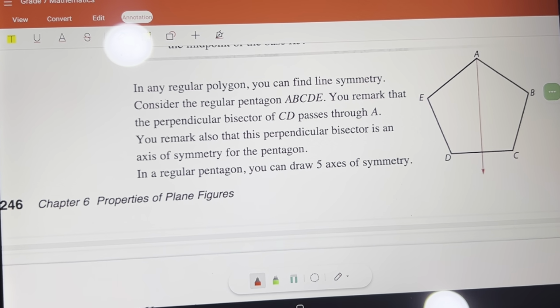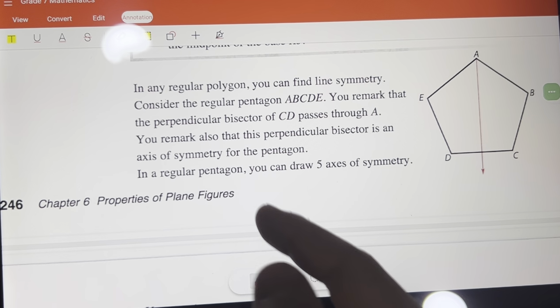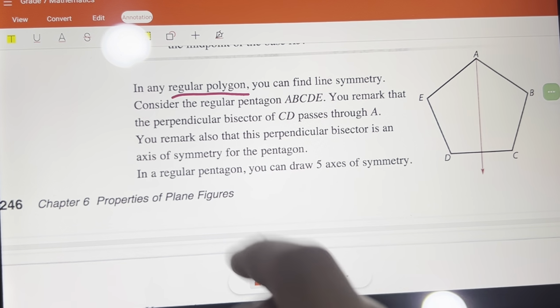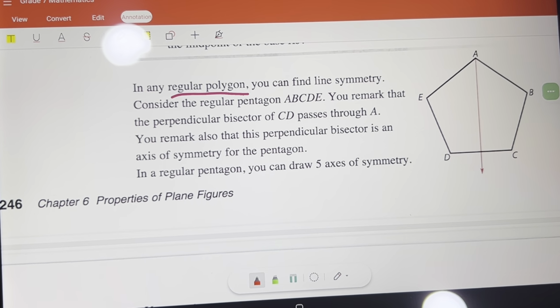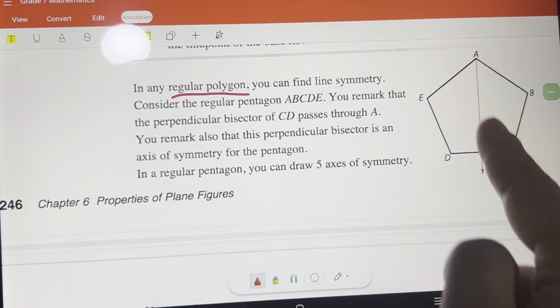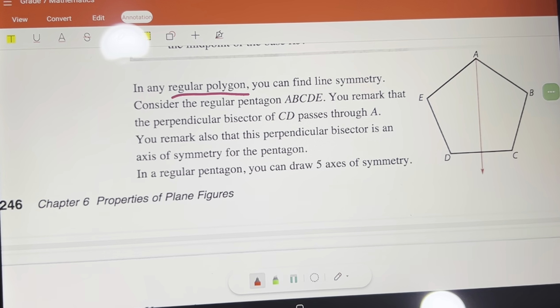Now on page 246, we have a very important note. It's talking about line of symmetry, and it says that in any regular polygon, you can find line symmetry. How? So that's a pentagon. If I count the sides, 1, 2, 3, 4, 5, I will see that it has 5 sides. If they ask you how many axes of symmetry it has, you will directly count the sides and say it's a regular polygon. So a pentagon has 5 axes of symmetry.